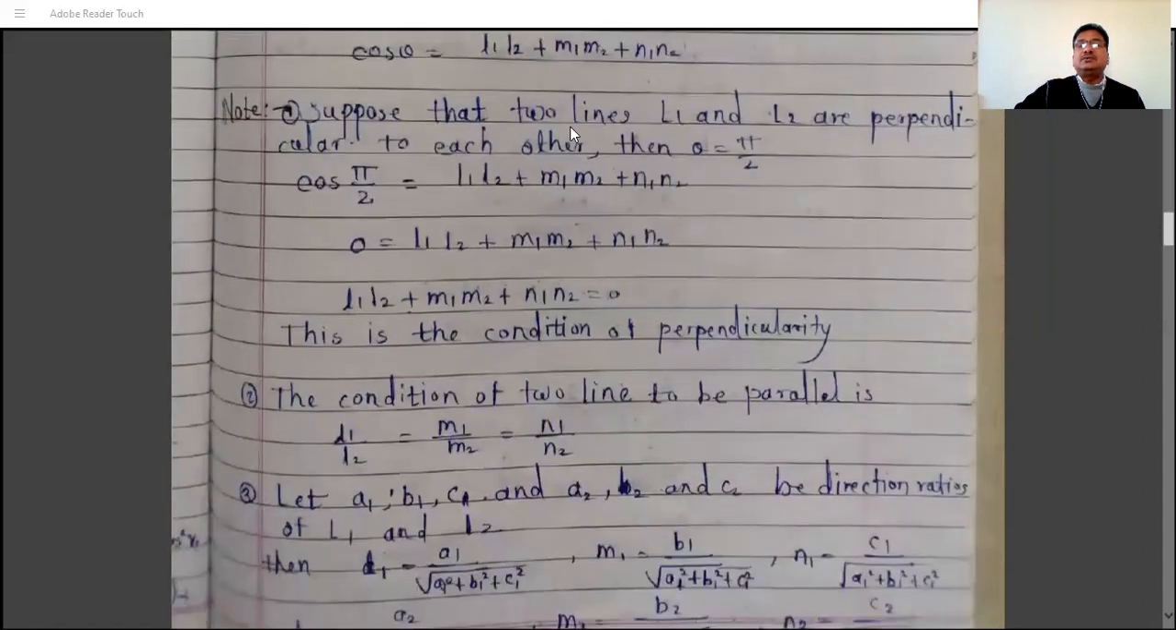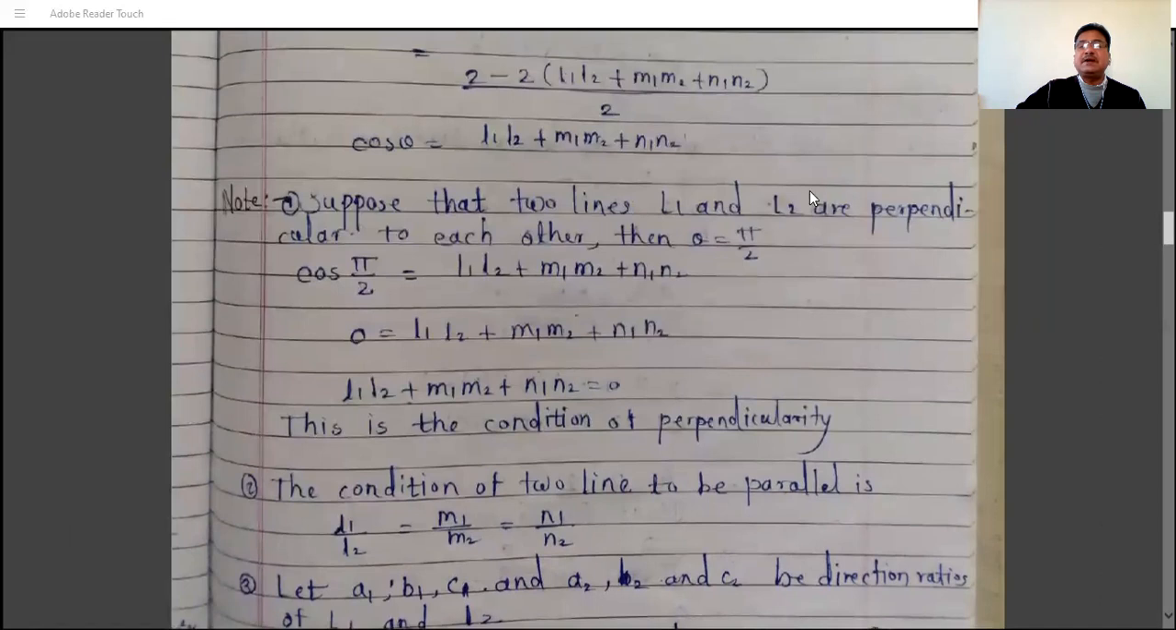Suppose that two lines L1 and L2 are perpendicular to each other, then theta is pi by 2. The angle between L1 and L2 is pi by 2. Then substitute theta as pi by 2, what do we have? Cos pi by 2 is equal to l1 l2 plus m1 m2 plus n1 n2. And cos 90 is 0. So we have l1 into l2 plus m1 into m2 plus n1 into n2 is equal to 0. And this is the condition of perpendicularity.